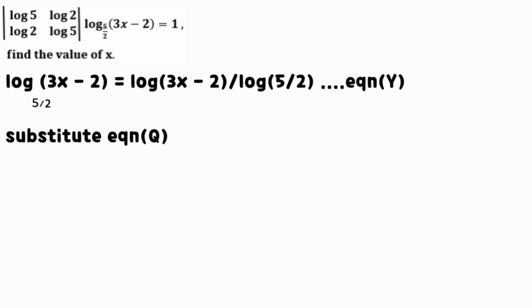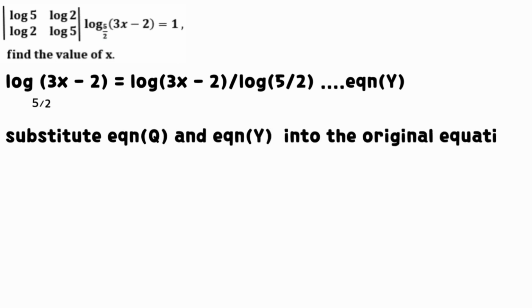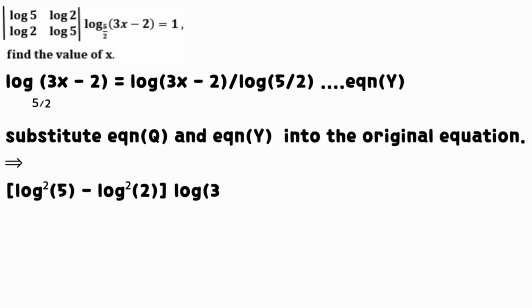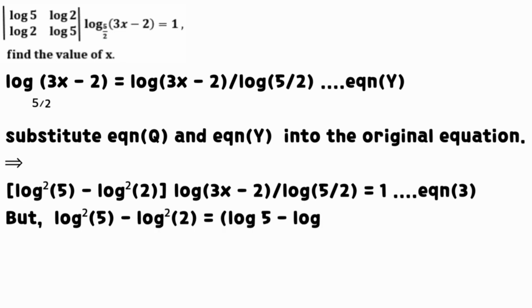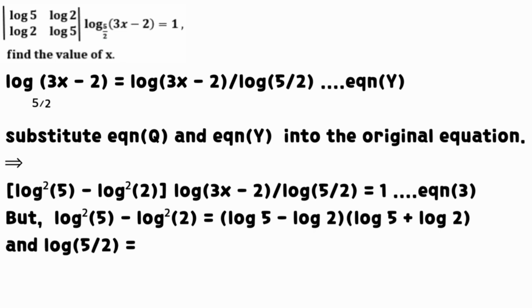Log 3 times x minus 2 to base 5, divided by 2, equals log 3 times x minus 2 all divided by log 5 divided by 2. We call this equation y. Substitute equation q and equation y into the original equation, and we obtained equation 3 as shown on the screen.